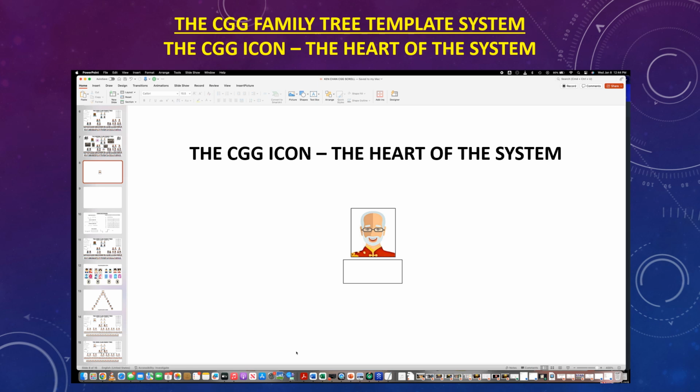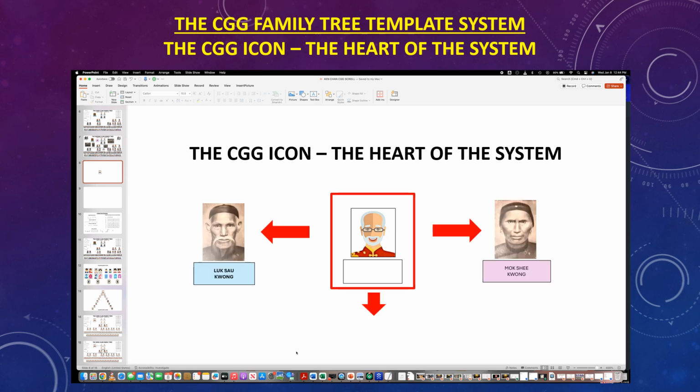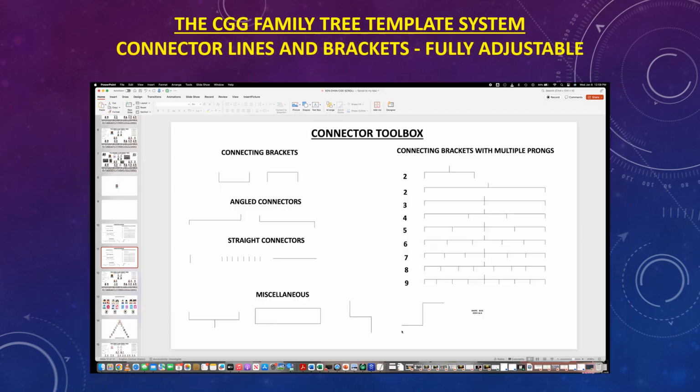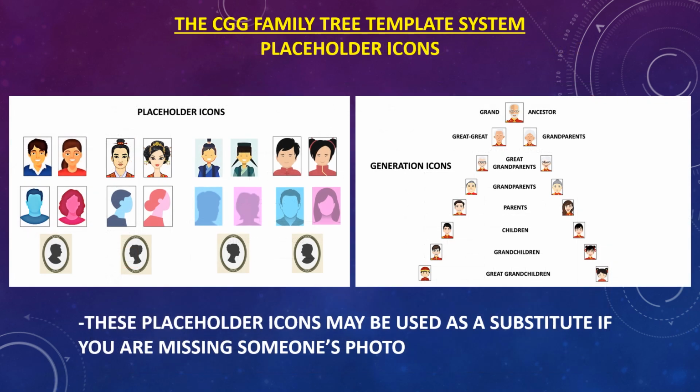The CGG icon, the heart of the system. Connector lines and brackets, fully adjustable. Placeholder icons. These placeholder icons may be used as a substitute if you are missing someone's photo.